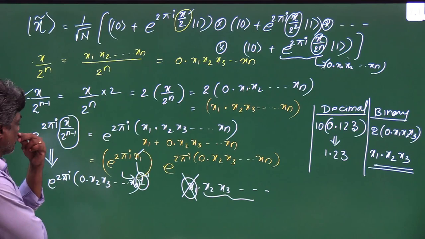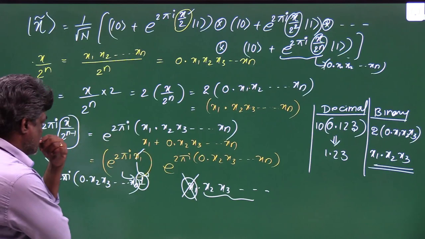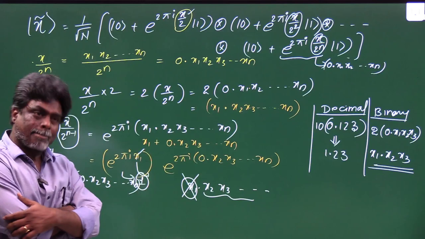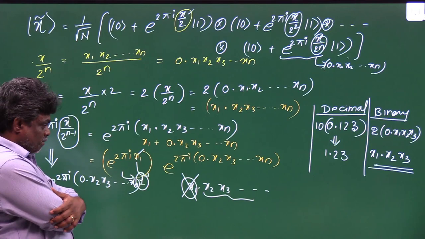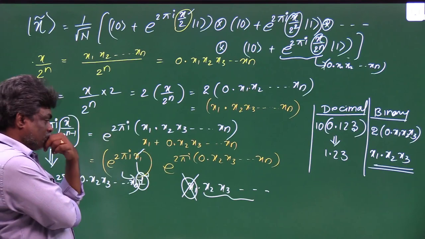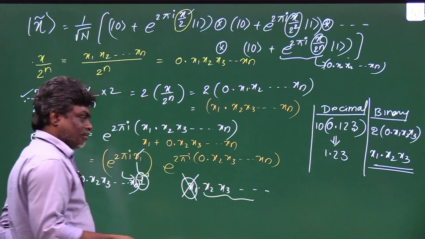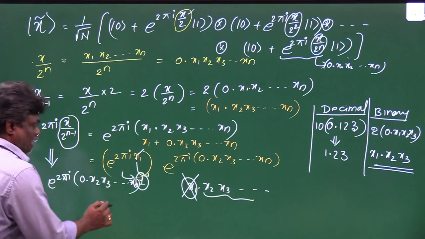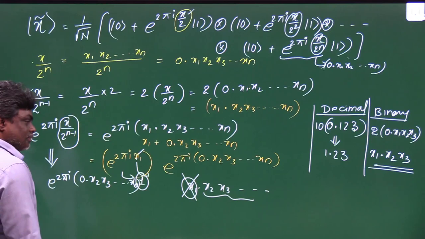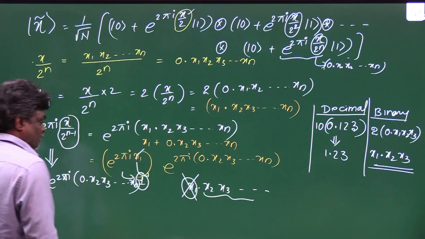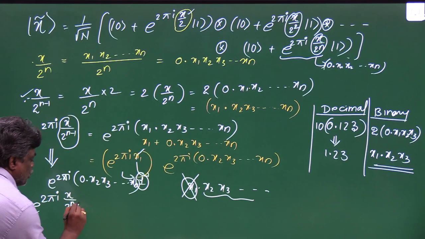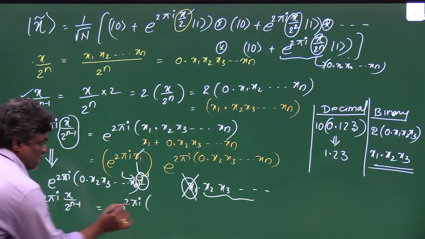If it was 2 to the power of n, it would have become point x1, x2, because you told me x divided by 2 to the power of n minus 1, it should happen mathematically x1 point, x2, x3, x4, x5 till xn. That's correct. But because we know e to the power of 2 pi I x1 is going to be 1, irrespective of whether x1 is 0 or 1, because it will be e to the power of 2 pi or e to the power of 0, which is 1, there is no question of x1 having a value at all, it will always be 1. So finally, e raised to 2 pi I x by 2 power n minus 1 is nothing but e raised to 2 pi I, point x2, x3, so on xn.